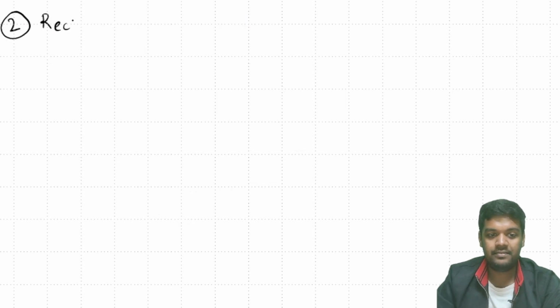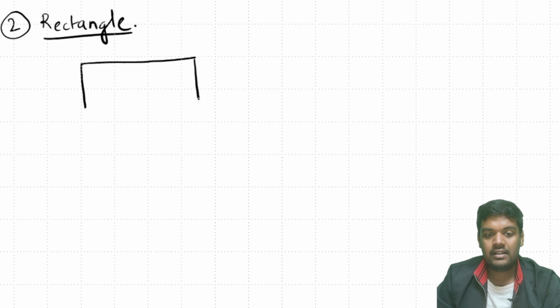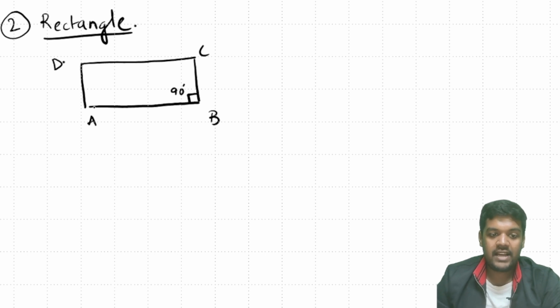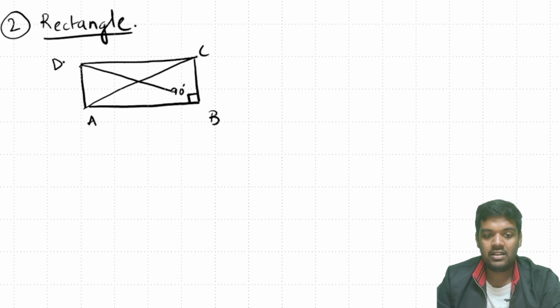Now rectangle. A rectangle looks something like this. A rectangle is also a parallelogram, but the angle between any two consecutive sides is perpendicular, is 90 degrees, right? And the diagonals are also equal. So AC equals BD. You can check this by Pythagoras theorem. The diagonals are equal.